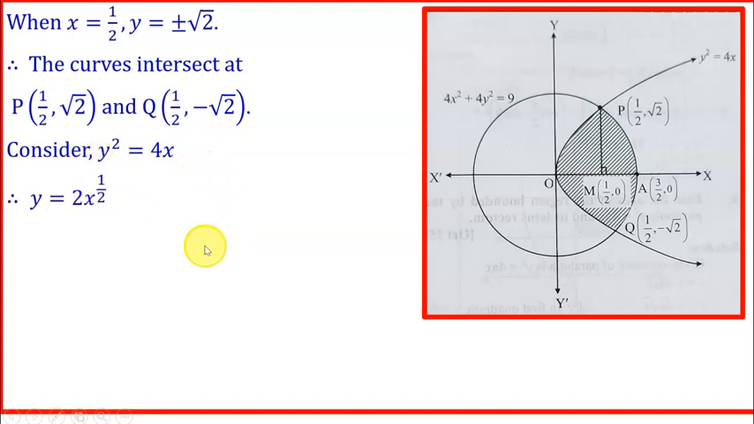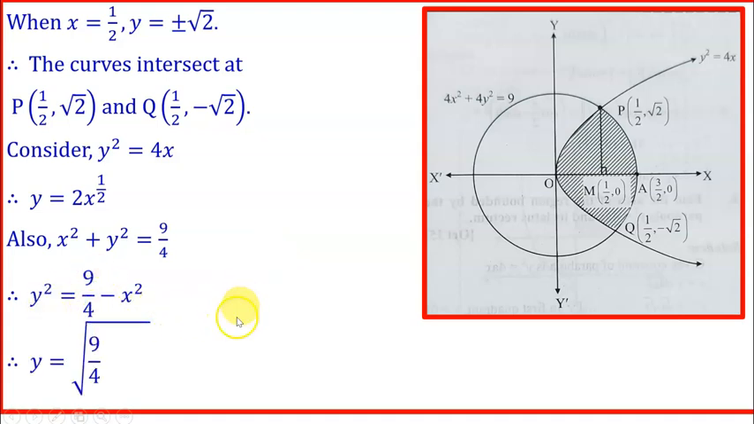Consider y square is equals to 4x. Therefore, taking the square root on both sides, you will get here y is equals to 2x raised to 1 upon 2. Also, x square plus y square is equals to 9 by 4. Y square is equals to 9 by 4 minus x square. Therefore, y is equals to root of 9 by 4 minus x square. And here we will also find first, that is the area below this parabola and area below this circle.